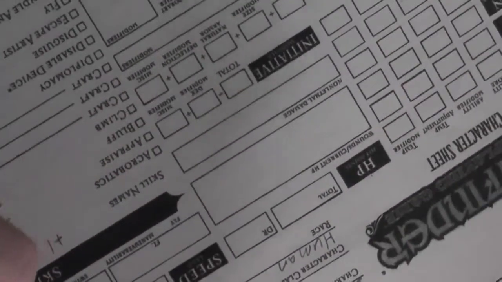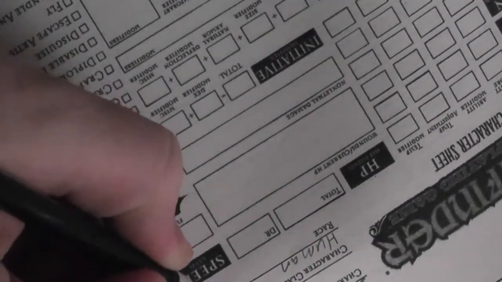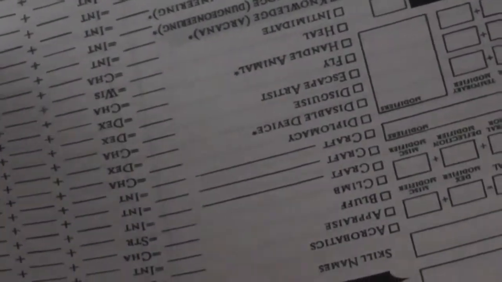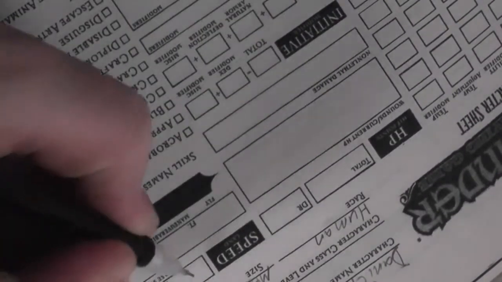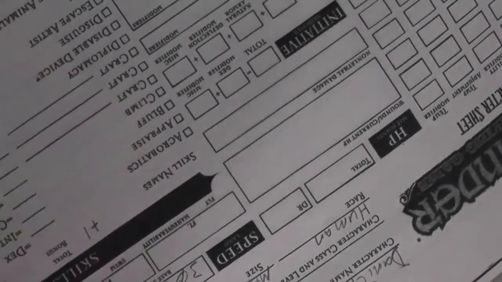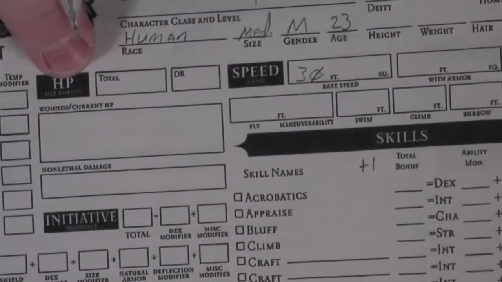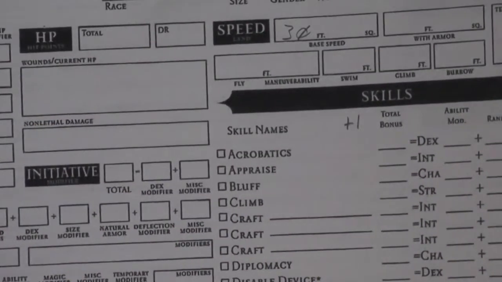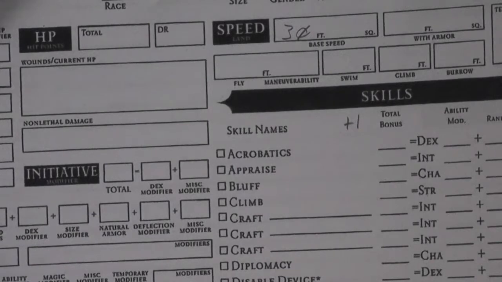and size is medium. I forgot to... Size is under your race. And speed is 30 feet for humans. And your hit points you get by rolling your class hit dice and then adding your constitution modifier.